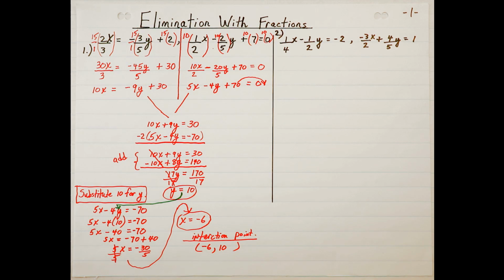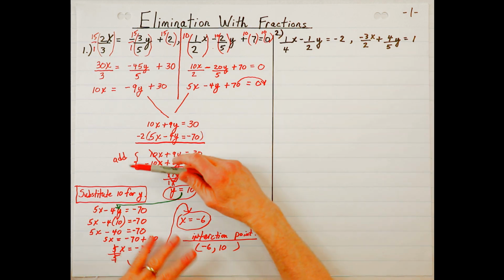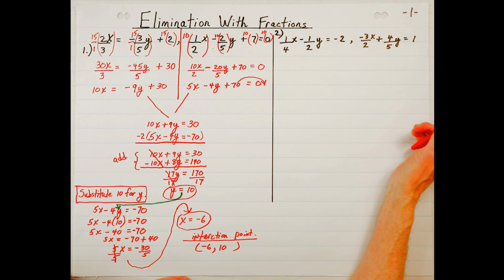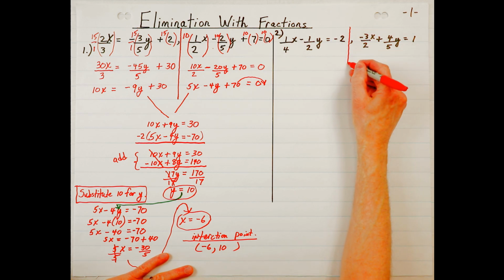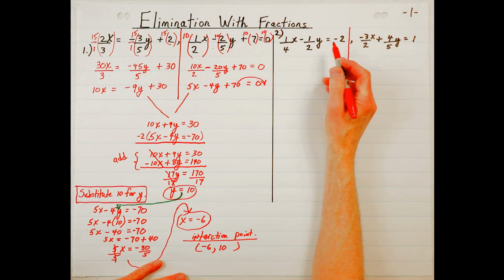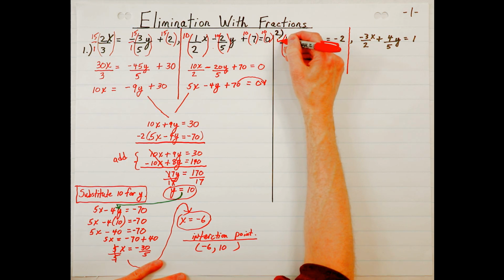Okay, let's go on to number 2. Now with number 2, both equations are already in the same order. That makes it a little bit easier. You're going to get them when they're in the same order, and you're going to get them when they're in mixed up order. So you have to get used to both. Okay, the first equation, the LCD is 4, so we have to multiply everything by 4.